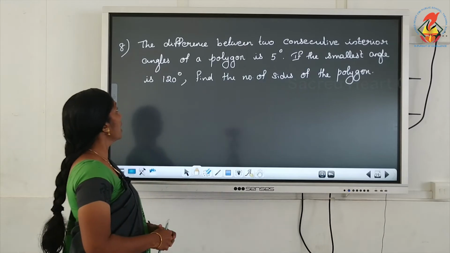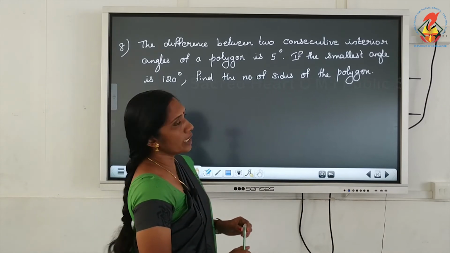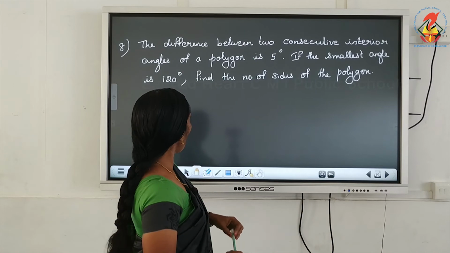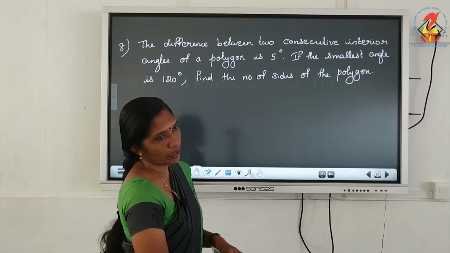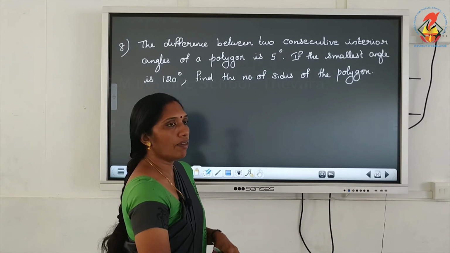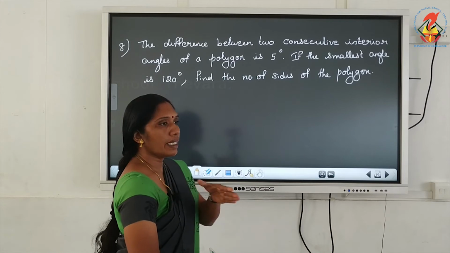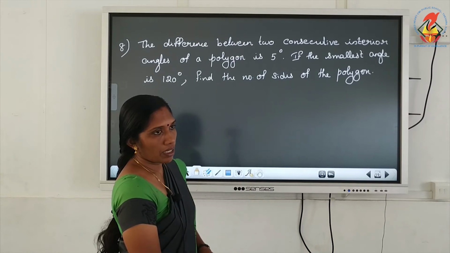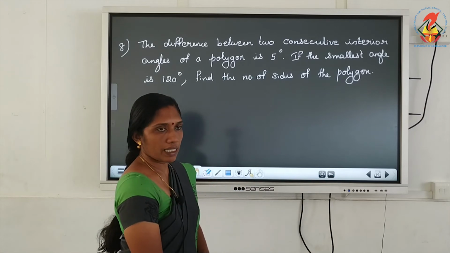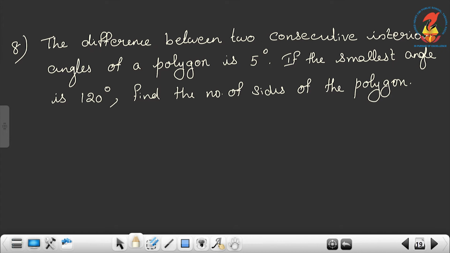The next one. The difference between two consecutive interior angles of a polygon is 5 degrees. If the smallest angle is 120 degrees, find the number of sides of the polygon. So a polygon is given and its angles: the smallest is 120, the next one, and the difference is 5. So 120, 125, like that. It is an AP. We have to find the number of sides.